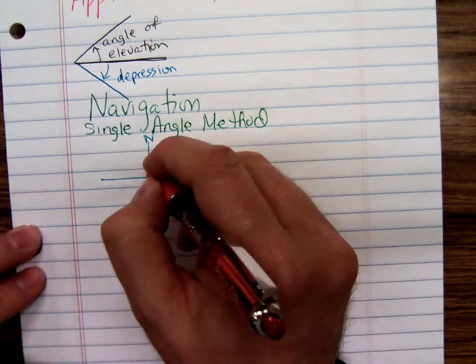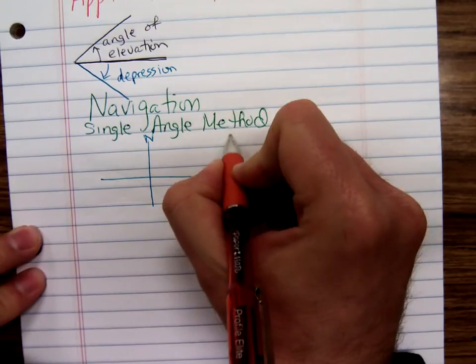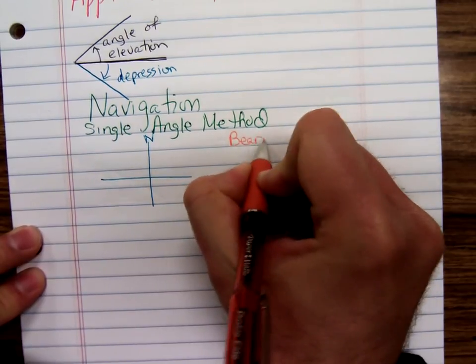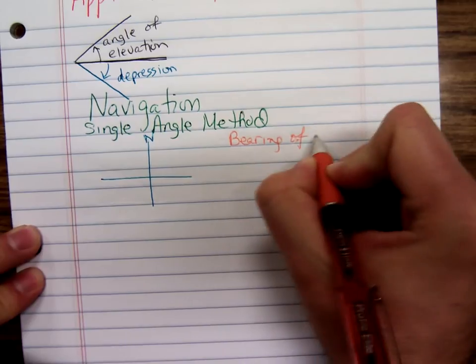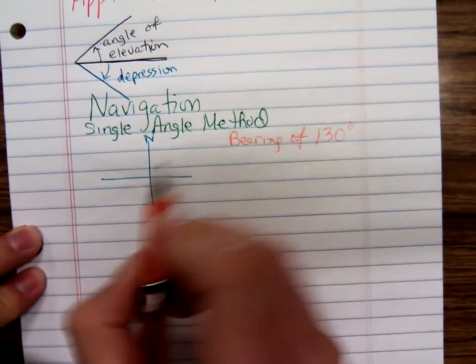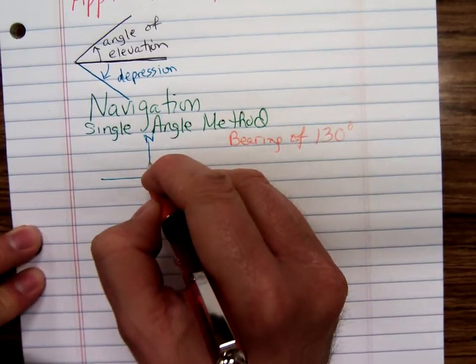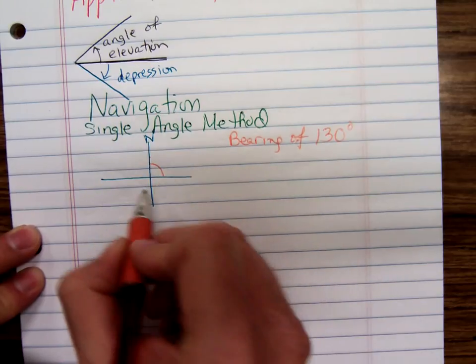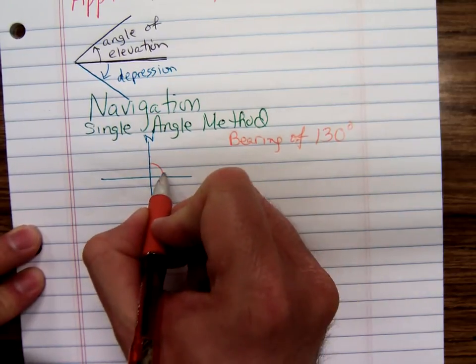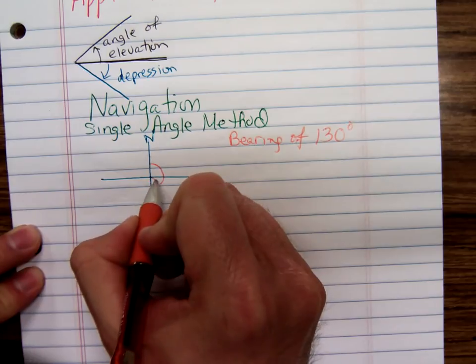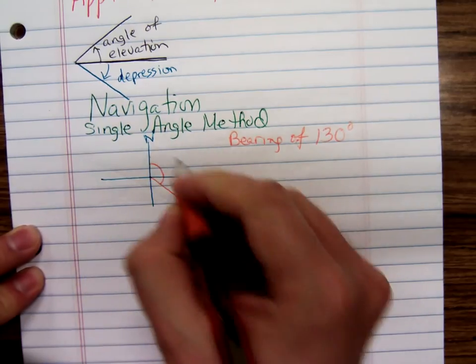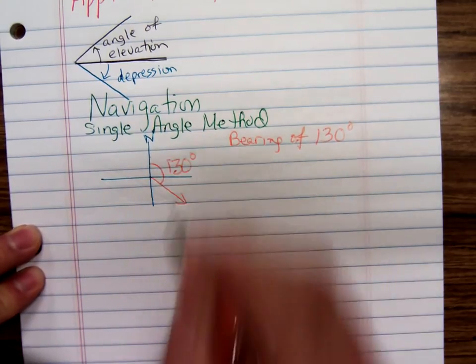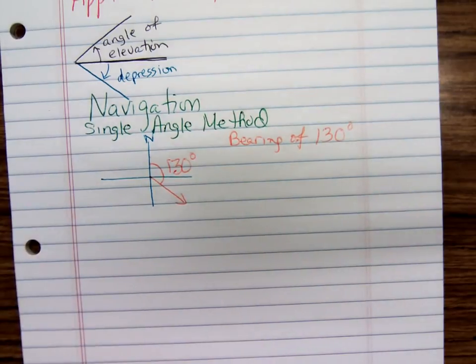If you had a ship that was traveling on a bearing of 130 degrees, you start here, move 130 degrees. Well, due east would be 90 degrees, so another 40 degrees. If a ship is traveling on a bearing of 130 degrees, that ship is going in a southeasterly direction. That's called the single angle method.